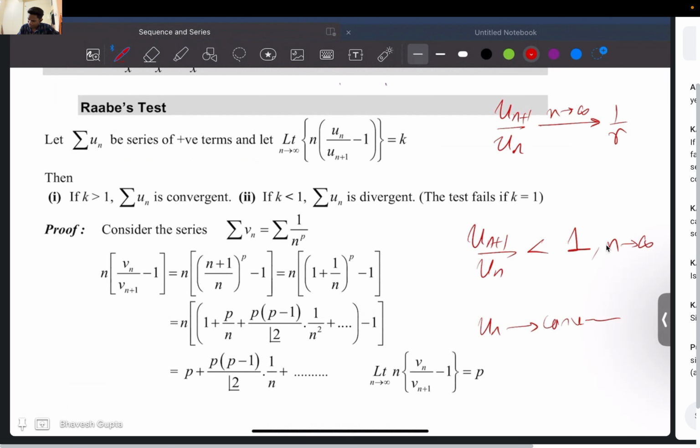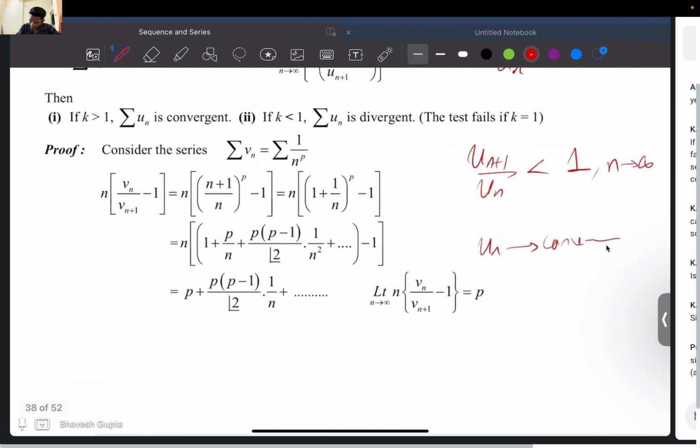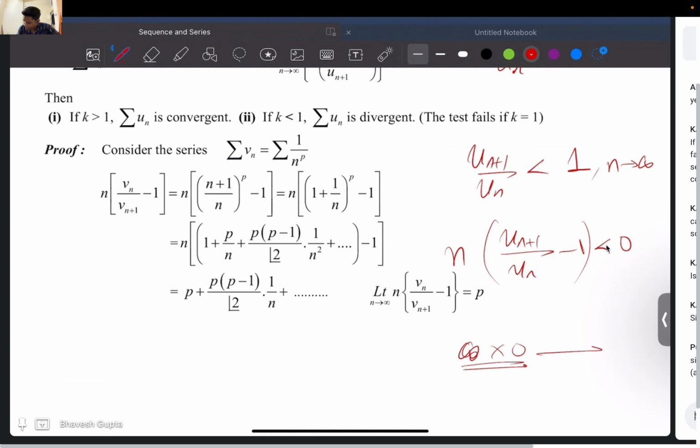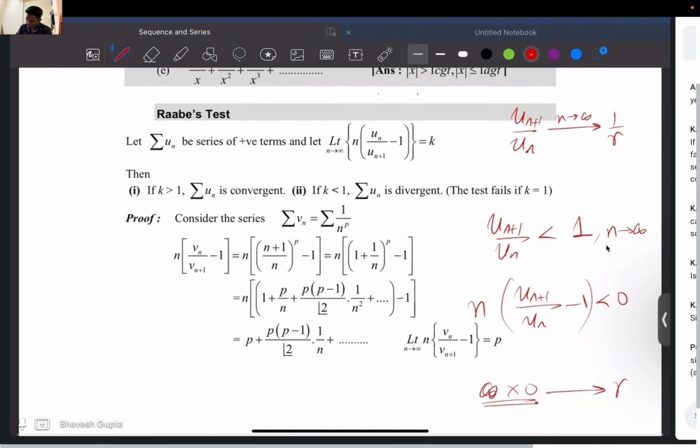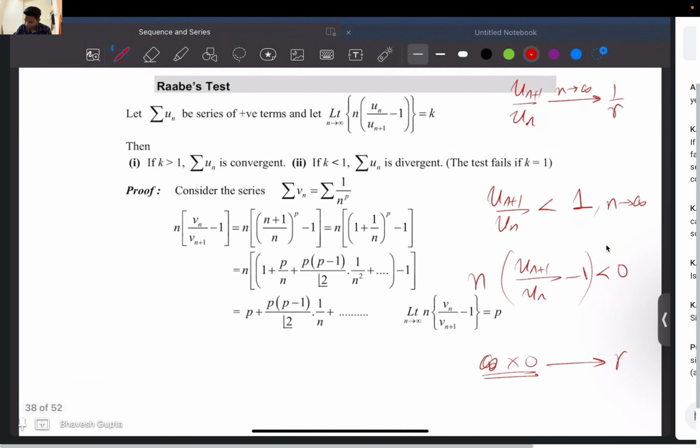So to make a fraction, we take this minus sign over this side, right? It's less than 0, but it's not 0, very close to 0, I mean to say. Then we multiply this n on both sides such that it becomes an infinity times 0 indeterminate form. And the moment you take the limit, this actually falls under this r. Maybe I'm rushing too much. I think I've rushed too much here.